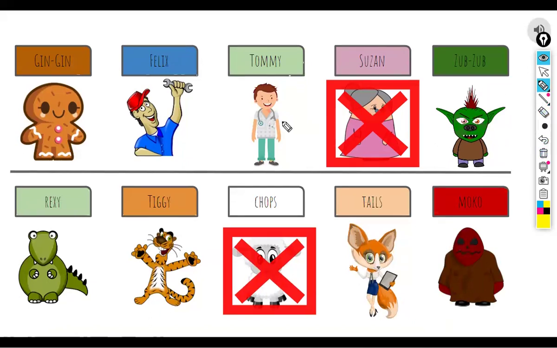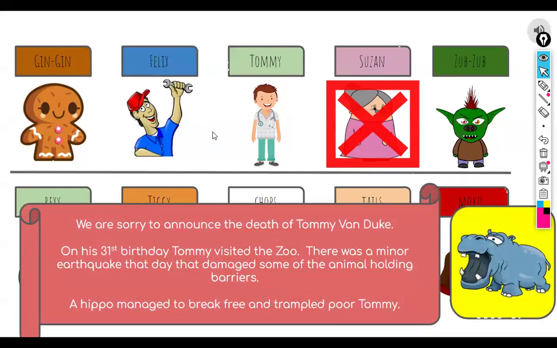Well, we know for sure it's not going to be Tommy, Chops, or Susan. So anybody wants to take another pick. I'll give you another chance in case you lost last week. Right? So you have between Jin Jin, Felix, Zub Zub, Rexy, Tiggy, Tails, or Moko. Who do you think will be alive at the end of class today? Right, so some people said Tails all the way. Only one person's like Zub Zub.